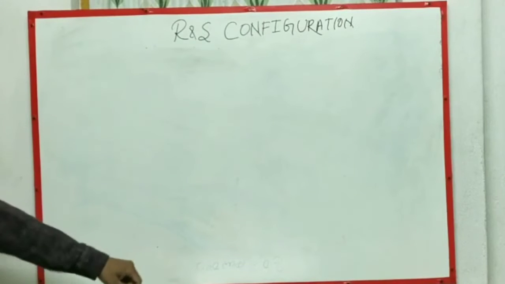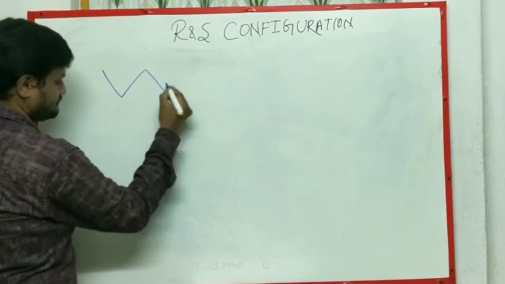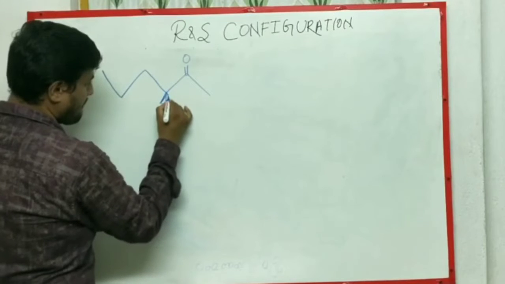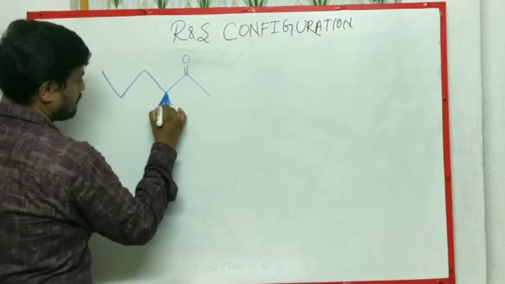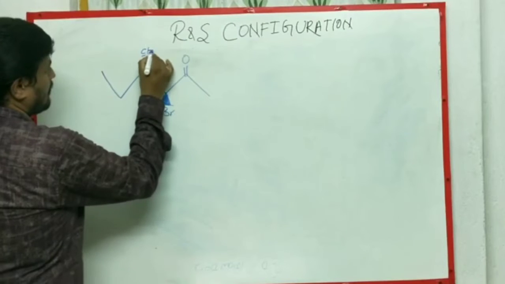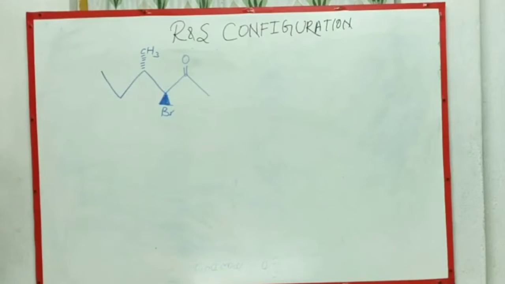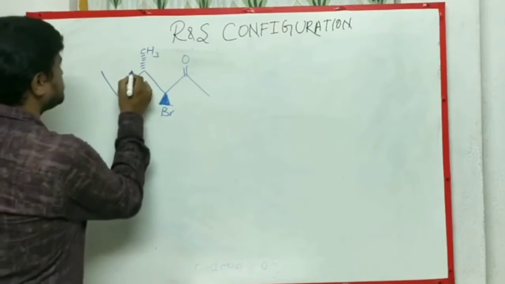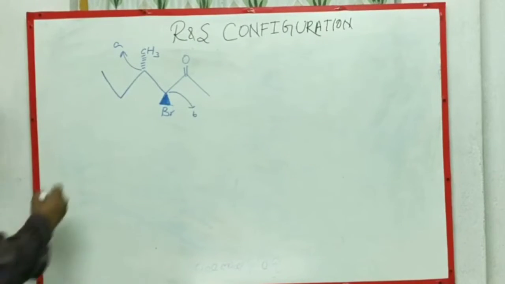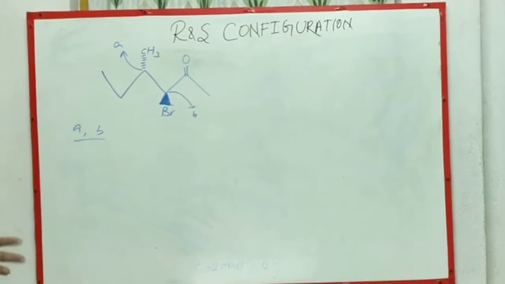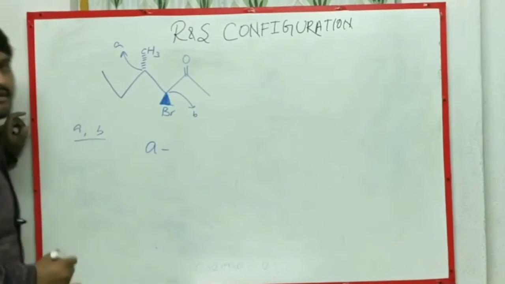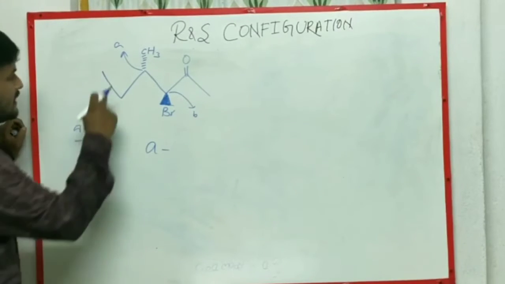I am giving one of the examples. The configuration here, two positions are there. This position is known as A, this chiral center is known as B. Then what are A and B? In case of A, in case of B, first we have to observe A. Here I am writing the molecule like this.